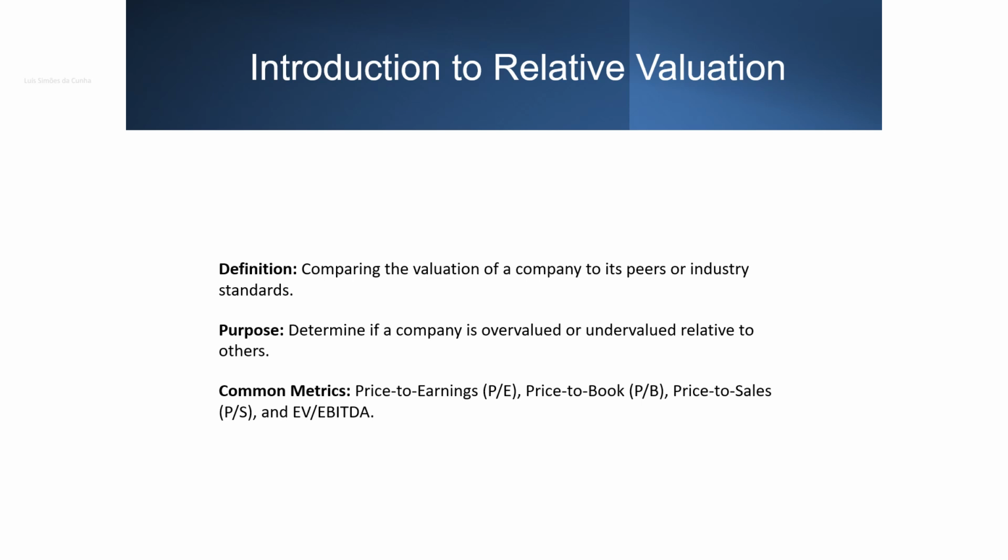Relative valuation involves comparing the valuation of a company to its peers or industry standards to determine if it is overvalued or undervalued. Common metrics used in relative valuation include price to earnings (PE), price to book (PB), price to sales (PS), and enterprise value to EBITDA (EV/EBITDA).